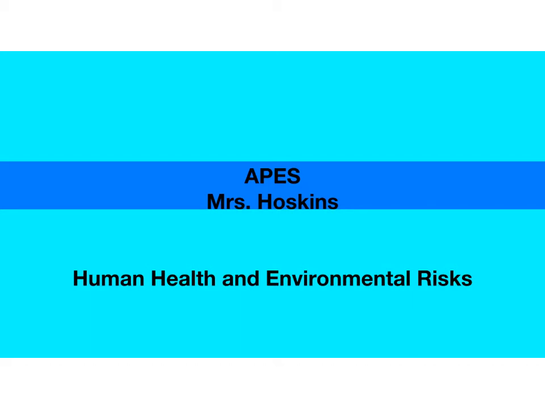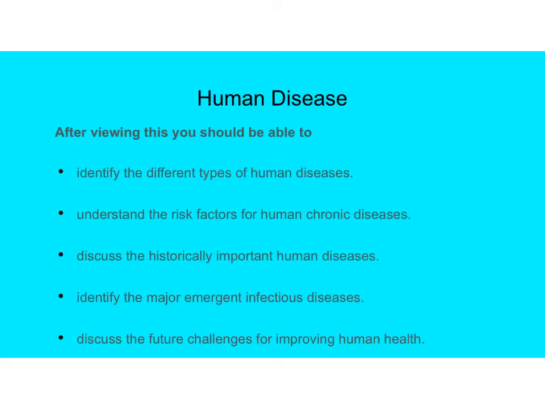Here we go, human health and environmental risk. When it comes to human disease, humans face a wide range of potential diseases, and we're going to explore some different types of diseases and discuss those factors that make some people more likely to contract disease versus others, and then discuss the number of diseases that have been important to human history as well as the diseases that have basically become prevalent and plagued us for decades.